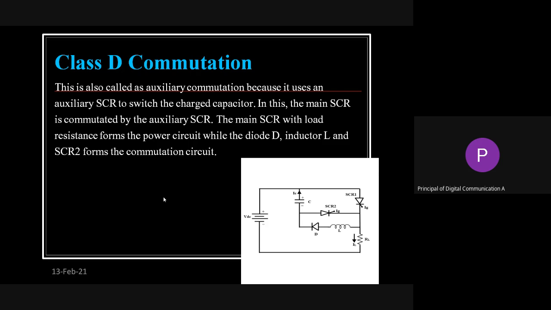So I will just recall the steps. What are the steps? पहिलं काय तर SCR2 ऑन करायचा. कशासाठी? तर ह्या कॅपॅसिटरच्या चार्जिंगसाठी. So this capacitor will charge fully. When it is charged fully, the current will stop. Current will stop means SCR2 off.